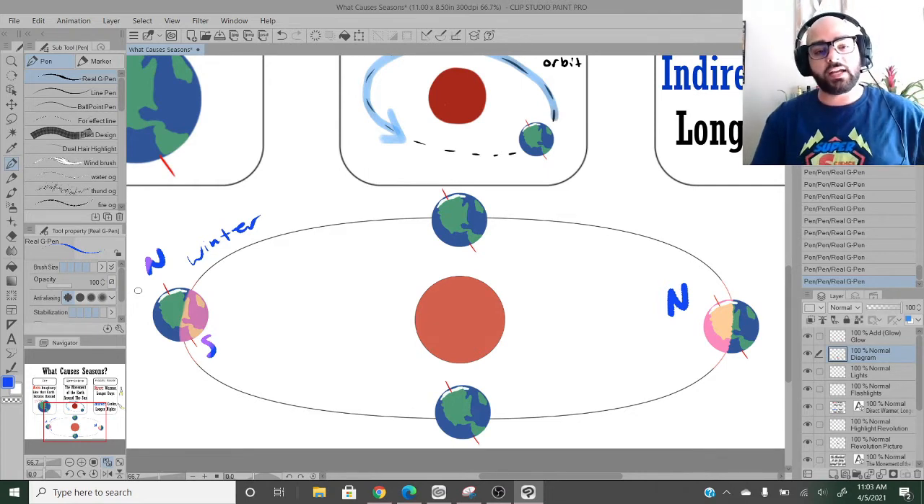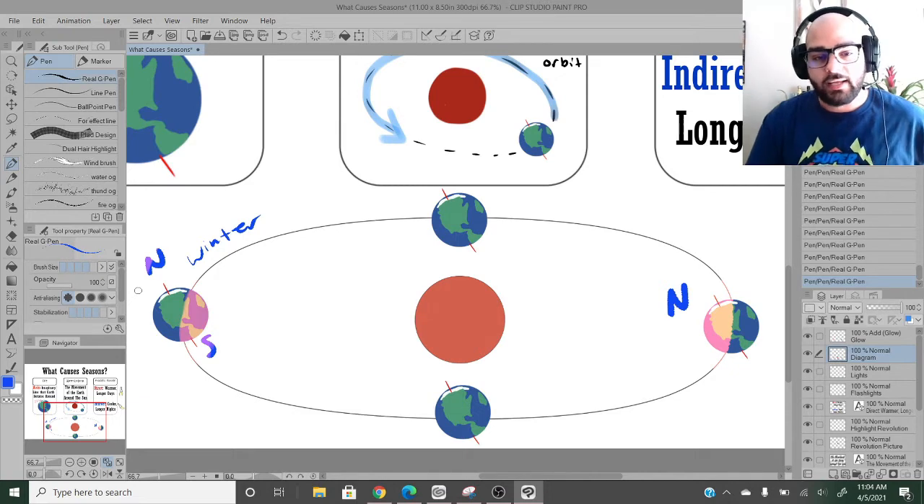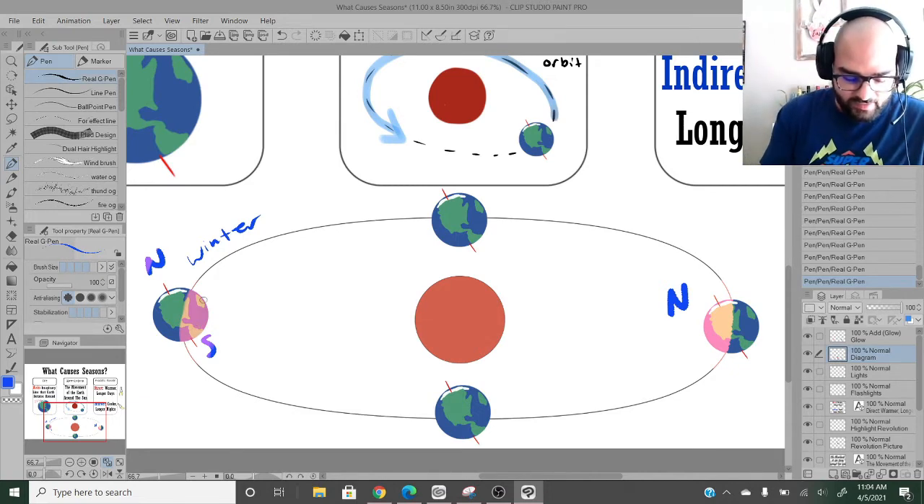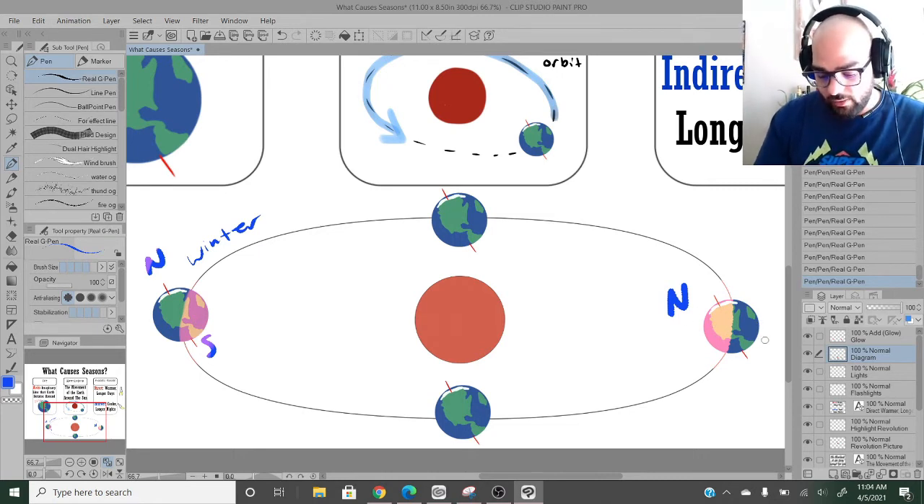Since we're getting a lot of indirect sunlight, we're going to have longer nights and cooler temperatures in the north. Whereas because the southern hemisphere is receiving direct sunlight, they have longer days and warmer temperatures. So when we're in summer, the southern hemisphere is experiencing winter. When the southern hemisphere is in summer, we're experiencing winter. Okay? Not too bad, right?